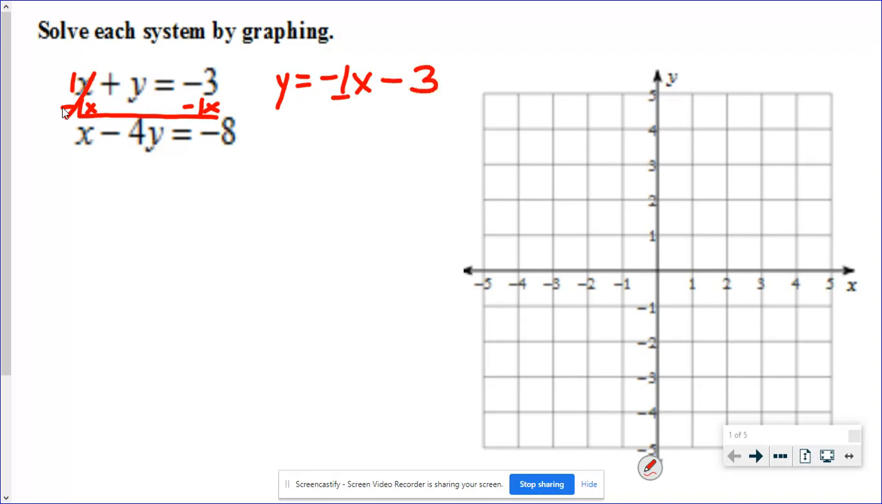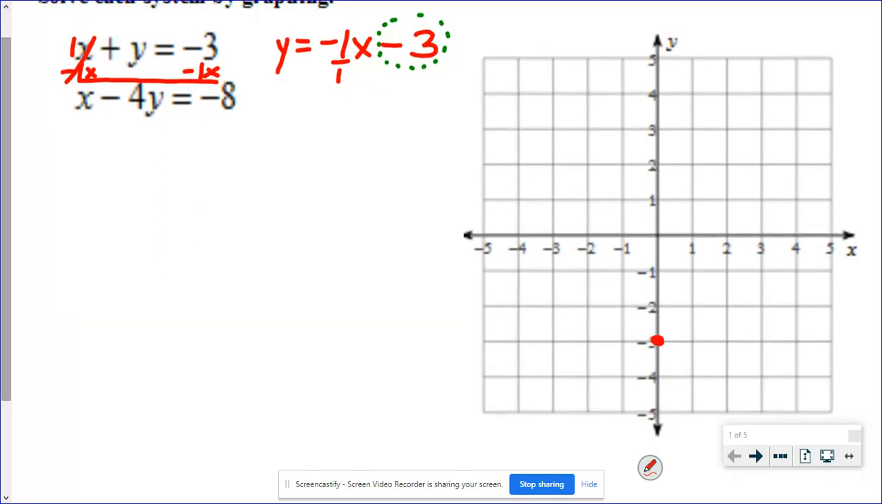Now remember, I can make my slope into a fraction. This means that my y-intercept is negative 3, right? That's what this tells me right here. So I'm going to start on the y-axis at negative 3. Then my slope is negative 1, which means down 1 and over 1. So I can also move up and left. So here's my first line. And again, the more points you graph, the more accurate your line will be.